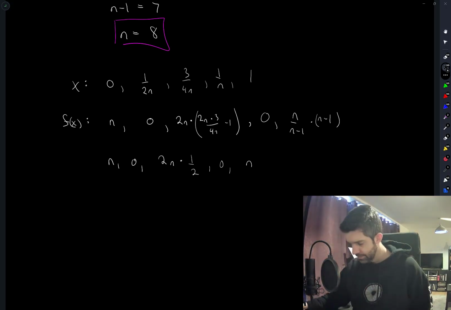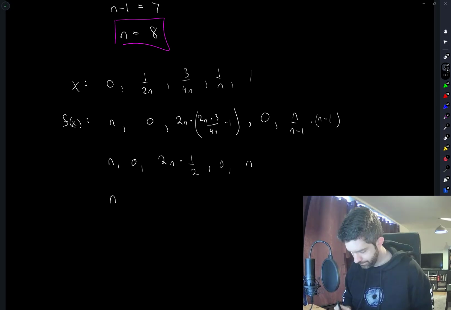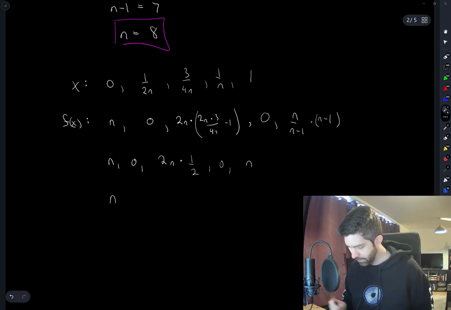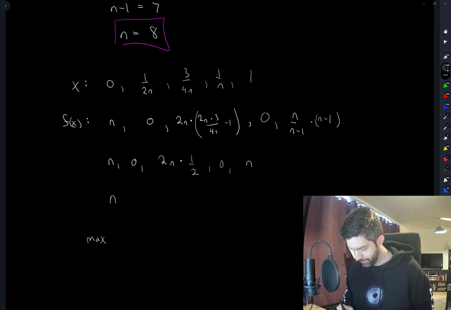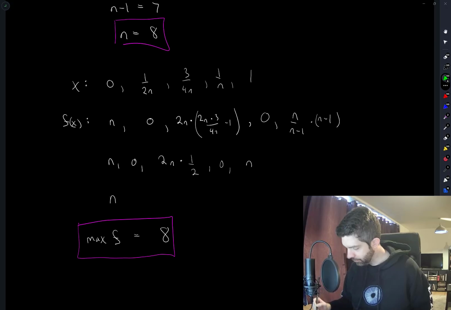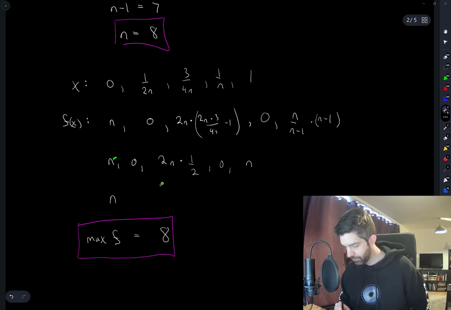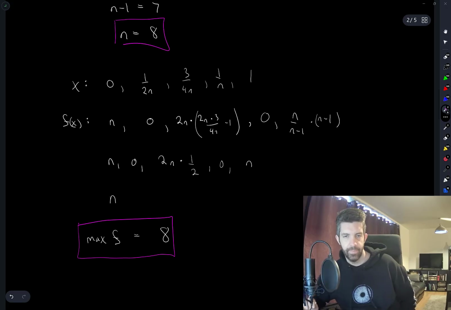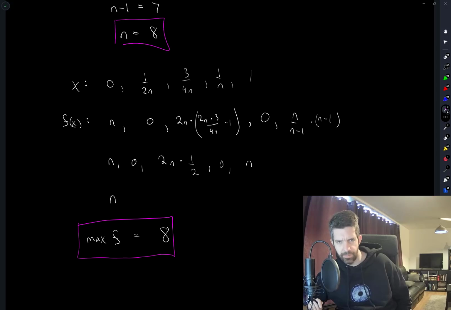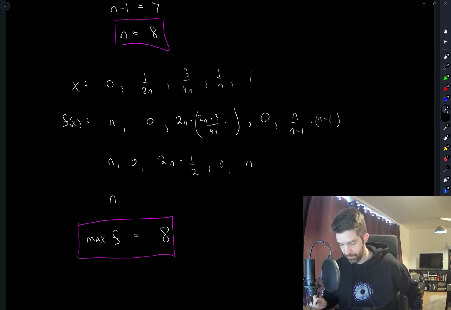Okay, so the maximum value of the function is going to be n, which is equal to 8, because f attains the value of n at a bunch of places. And anyway, there's not much more to say about that. I'm not going to graph the function, but if f is a linear function, then it's going to attain its maximum at one of the endpoints.